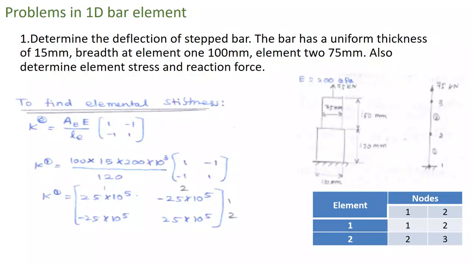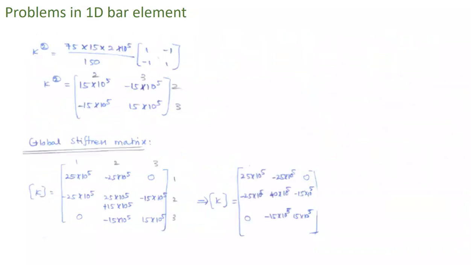So 25 into 10 to the power 5 into 1, 25 into 10 to the power 5 into minus 1, so minus 25 into 10 to the power 5, again minus 25 into 10 to the power 5, and 25 into 10 to the power 5. So this is the element 1 equation. Next we go for the element 2 equation. The breadth will be 75 and the thickness will be 15 mm. Young's modulus will be 2 into 10 to the power 5. Length will be 150. So multiplying and dividing, we get 15 into 10 to the power 5. So the matrix is 15 into 10 to the power 5, minus 15 into 10 to the power 5, minus 15 into 10 to the power 5, 15 into 10 to the power 5.